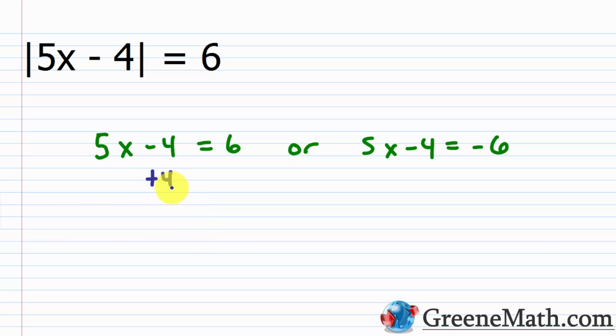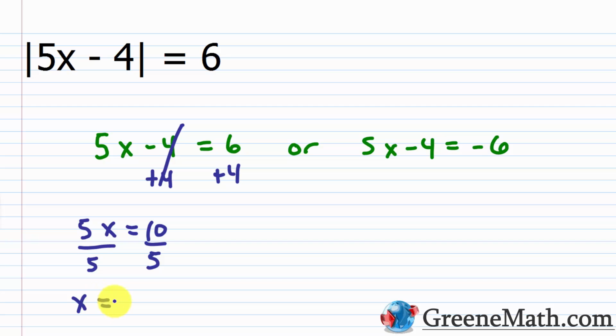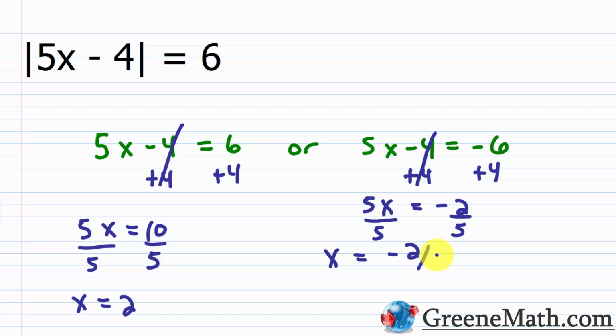So I want to add 4 to each side of the equation here. That's going to cancel. I'll have 5x is equal to 10. Divide both sides by 5. And I'll get that x is equal to 2. Over here, I just want to add 4 to each side. That's going to cancel. I'll have 5x is equal to -2. Divide both sides by 5. And you'll have that x is equal to -2/5.